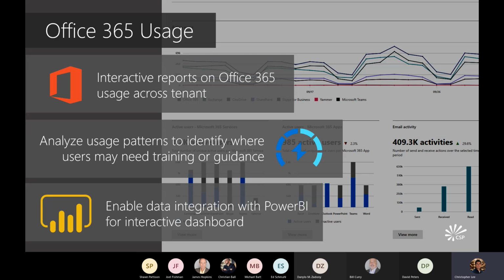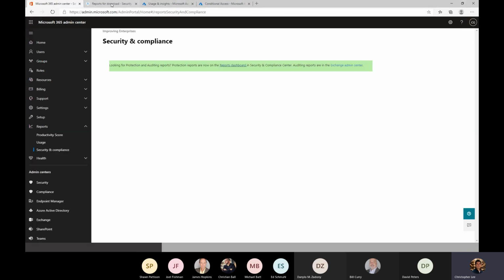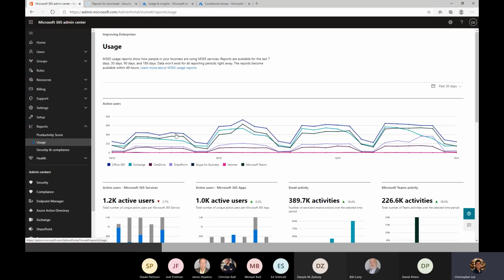I'm going to jump into our actual Improving tenant, if I remember what browser that was. Here we go. The reason I'm looking at our Improving tenant is because we actually have data in here. If I look at my demo tenant, you're just going to see flat lines because there's no activity in my demo tenant.